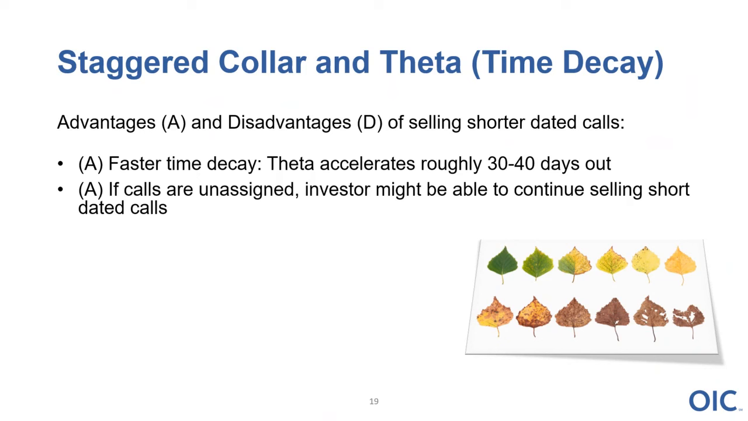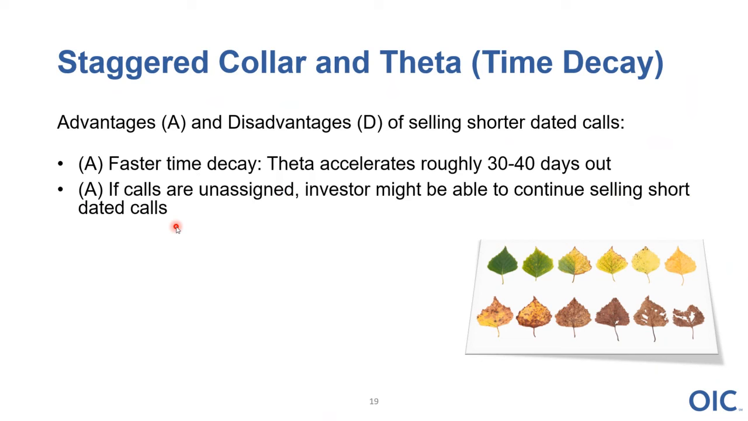Ideally, in this situation, the calls go unassigned. The stock has either consolidated or it's slightly rallied but hasn't reached the strike price, and the call is left unassigned. So this investor can continue selling short-dated calls.